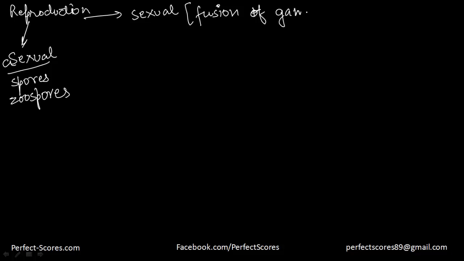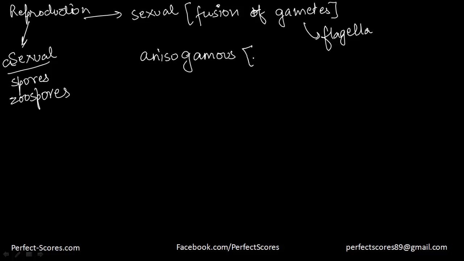Fusion of gametes. Usually these gametes have flagella, that means they're motile, they can move. Sometimes they may not be flagellated as well. The fusion of two gametes that are dissimilar is known as anisogamous, and if they are similar to each other, it's called isogamous.